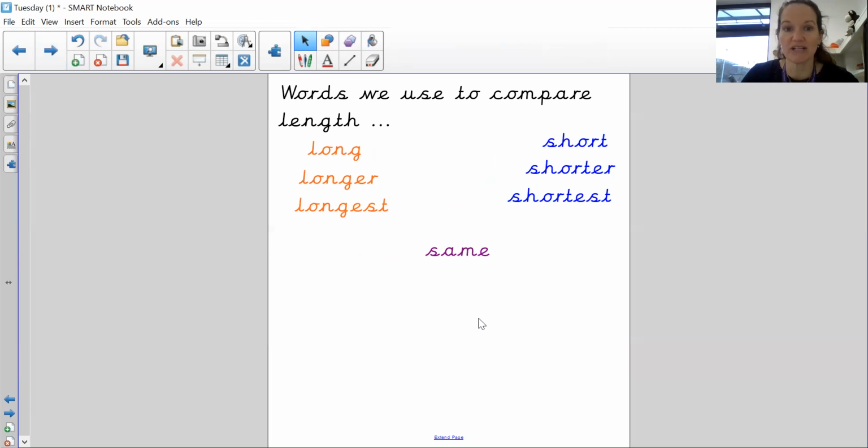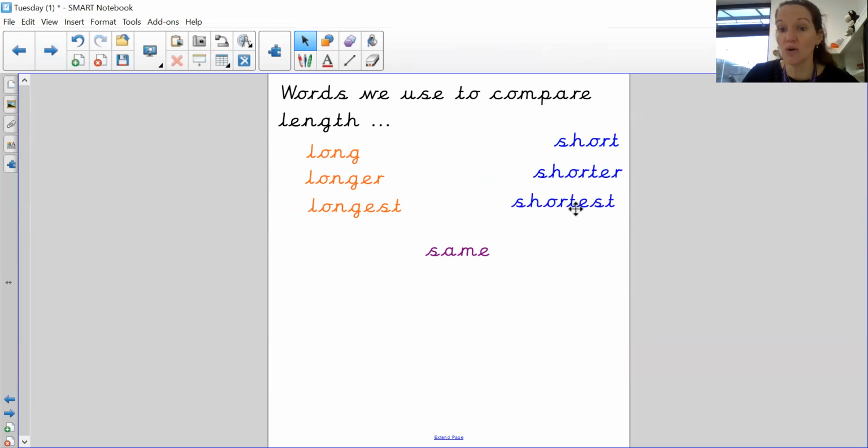So we know some of those. So let's go through. We have long, your turn, longer, longest, short, shorter, shortest. And then we have same.